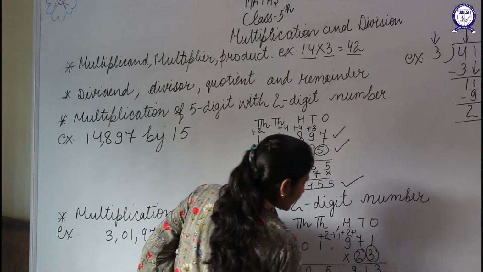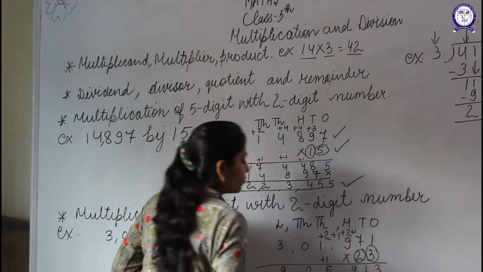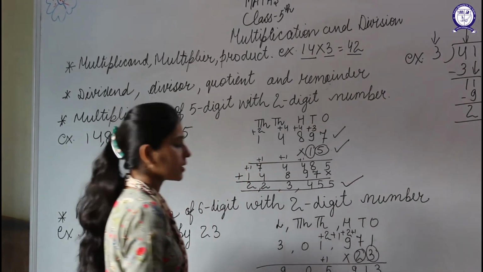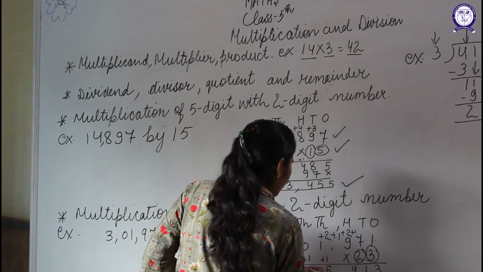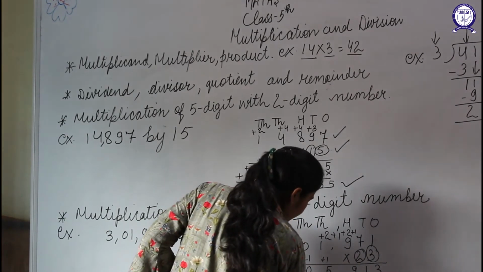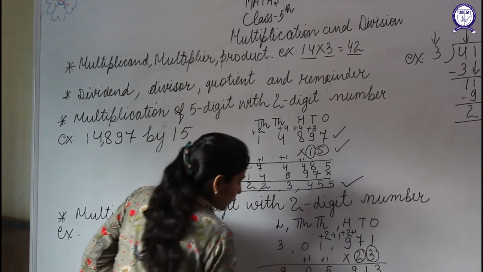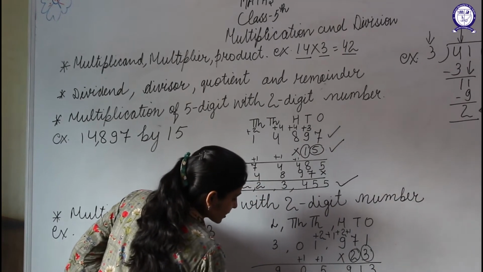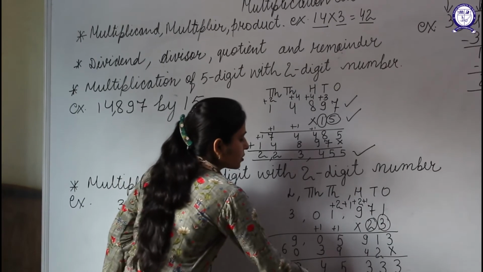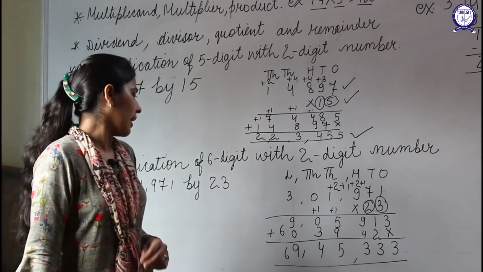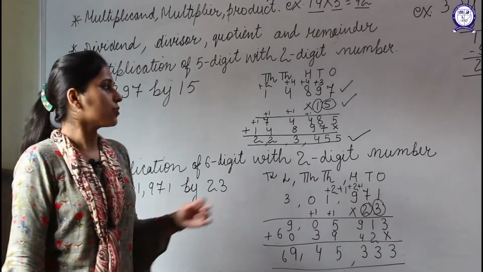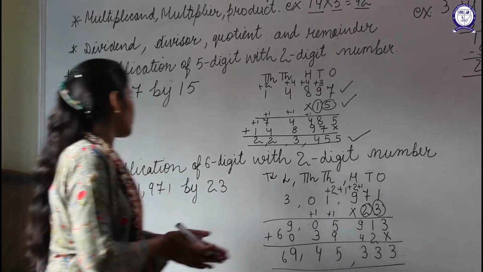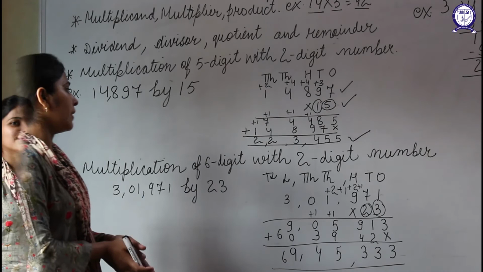In 13 what will be written? 3, and 1 will be moved as carry. 1 plus 5, 6, 6 plus 9, 15. Carry 1, 1 plus 0, 1, 1 plus 3, 4. 0 plus 9, 9, 6 as it is. So our answer, or the product, will be 69,45,333. So this was about the multiplication of a 6 digit with a 2 digit number.